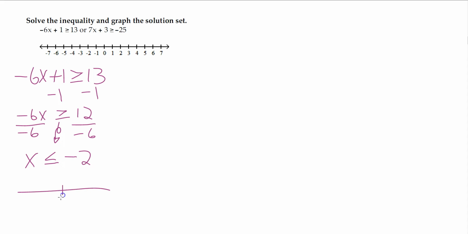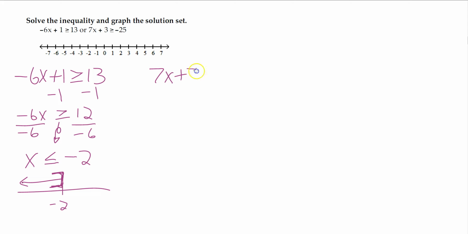All right, so on a number line, hard bracket, because of the equal sign, that's the graph that represents the infinite number of solutions of this first inequality. Let's take a look at the second one.